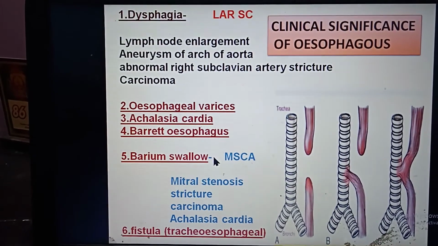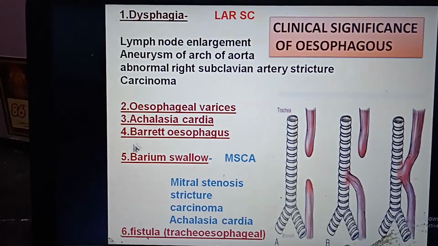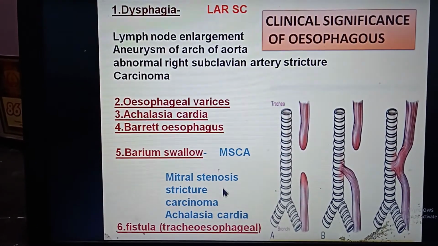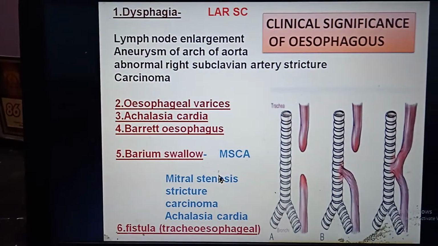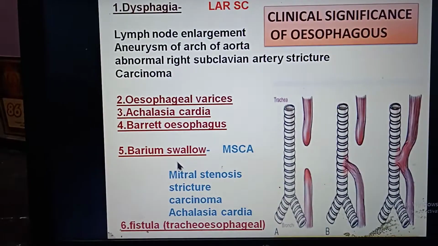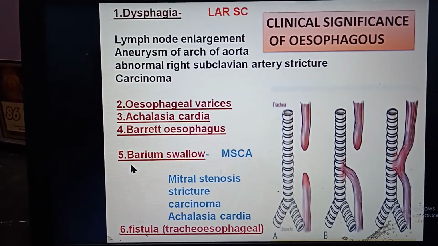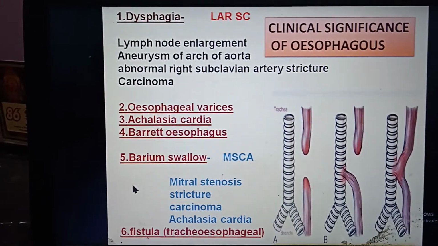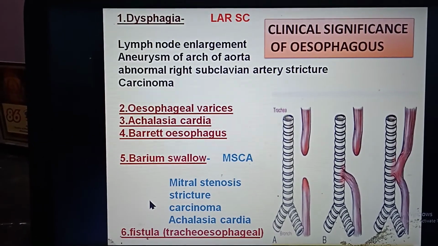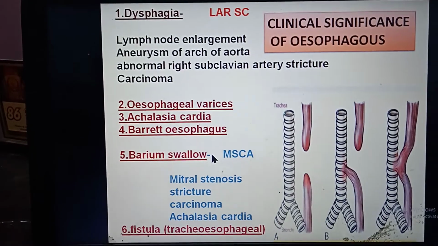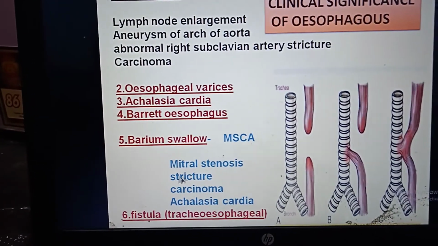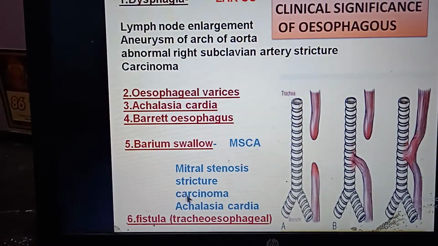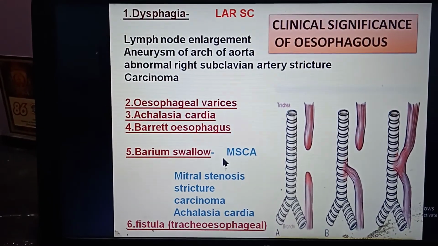Barium swallow: a meal mixed with barium is given to the patient, and when it passes through the esophagus, one radiographic picture is taken, and normally there are constrictions at 3 places in the esophagus after barium swallow. That is by the arch of aorta, then bronchus, and then left atrium. And this barium swallow is indicated in case of MUSCA, that is mitral stenosis, stricture, carcinoma, and achalasia cardia. In these cases, we prescribe barium swallow investigation.